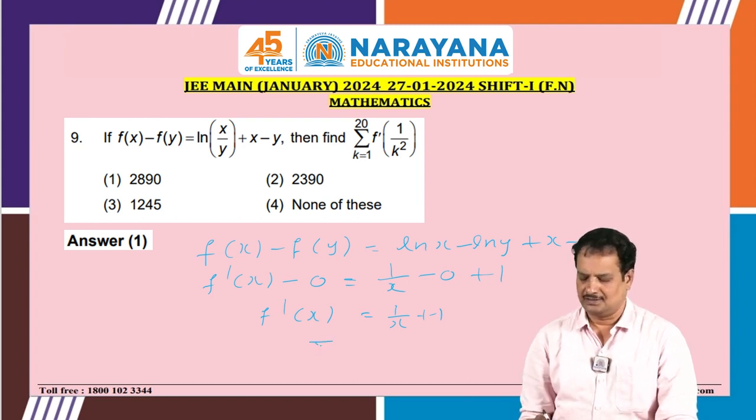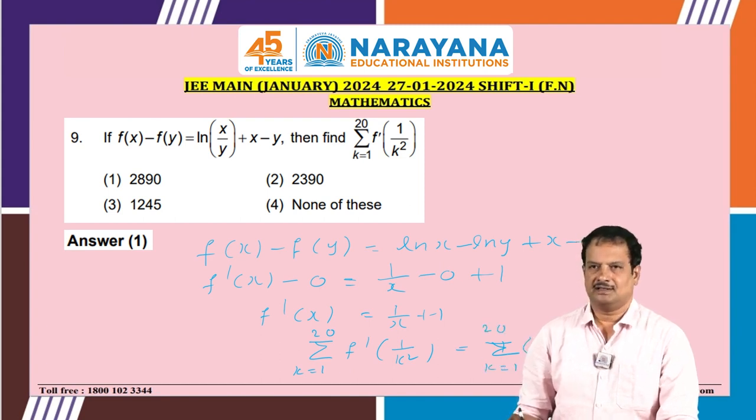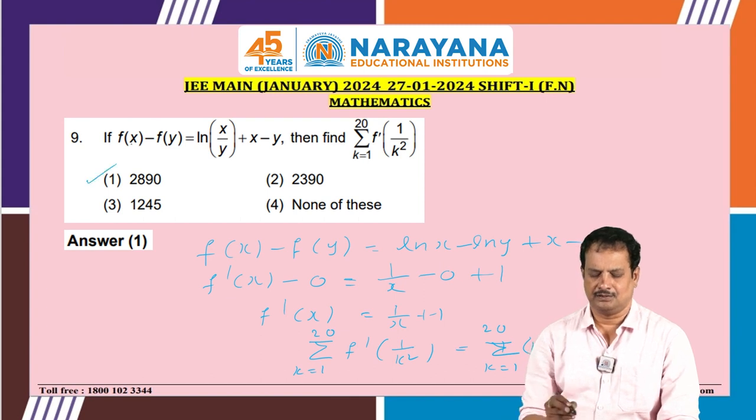So what is sigma f dash of 1 by k square? Of course, k is changing from 1 to 20. So that's very clearly nothing but 1 divided by 1 by k square, so this is sigma of k square plus 1, k changes from 1 to 20. So sigma k square is nothing but the sum of the squares of the first 20 natural numbers, plus sigma 1 from 1 to 20. When you simplify this one, you'll be getting 2890, the first option. So this is how we can find this.